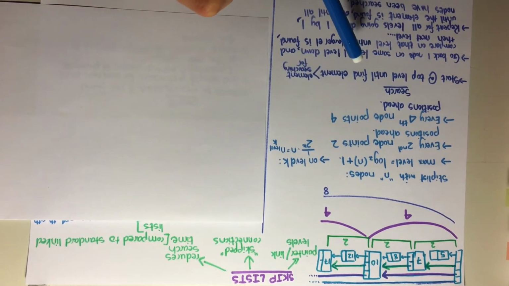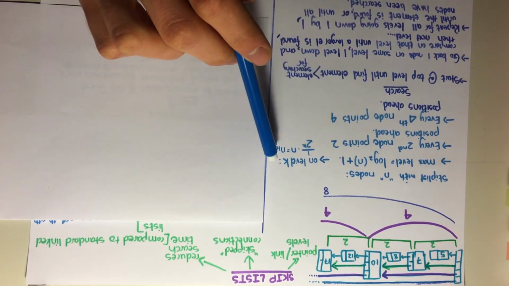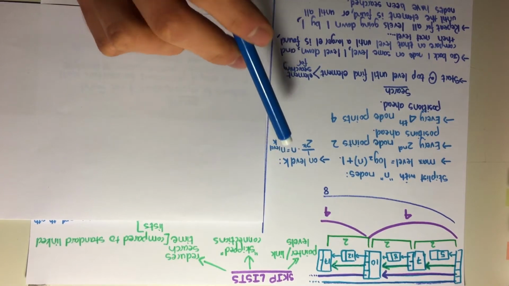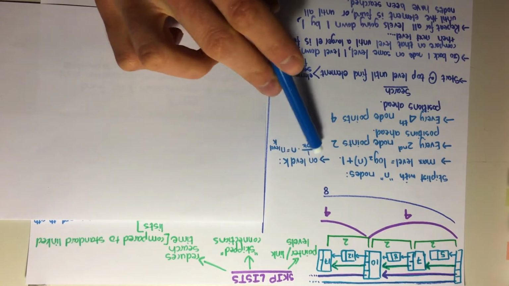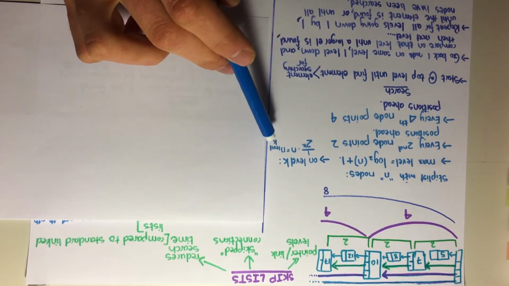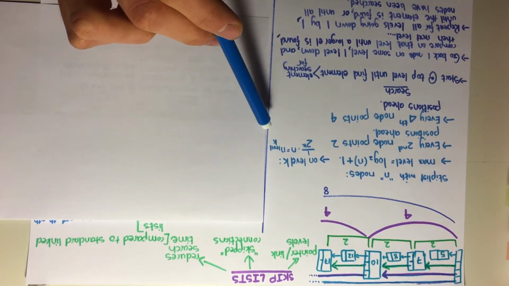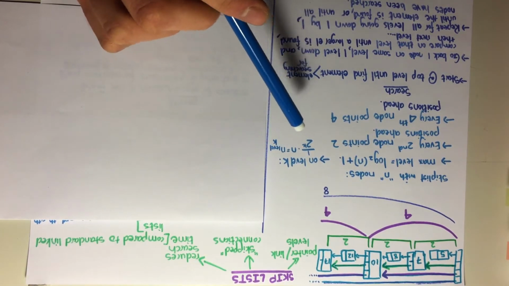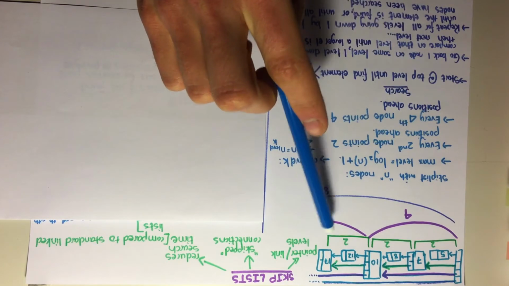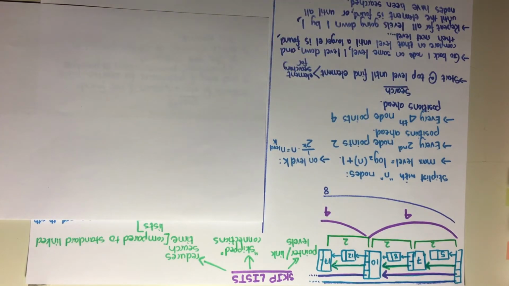So on any level k, you have 1 over 2 to the k times the number of nodes on that level k. So n at level k is equal to 1 over 2 to the k times n. And of course, this has got to do with the fact that these things are in powers of 2 apart.